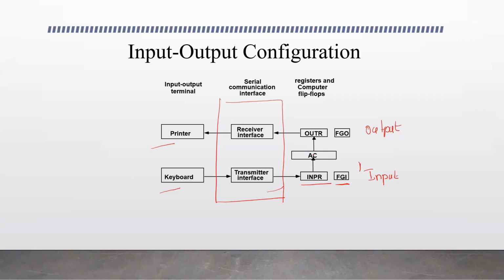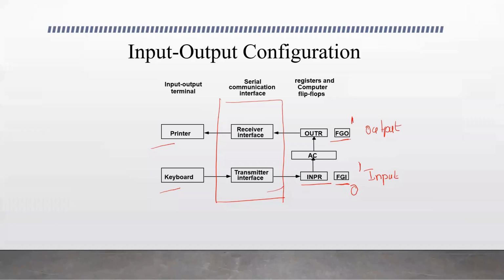Once the computation is complete, it has to be given as output to the user. The result needs to be provided to the user. So here, if you see, there is a flag FGO, the output flag. FGI, the input flag, is initially 0. When there is input, it is set to 1. Once it is accepted by the computer, it will be set back to 0. And FGO, the output flag, initially will be, sorry.